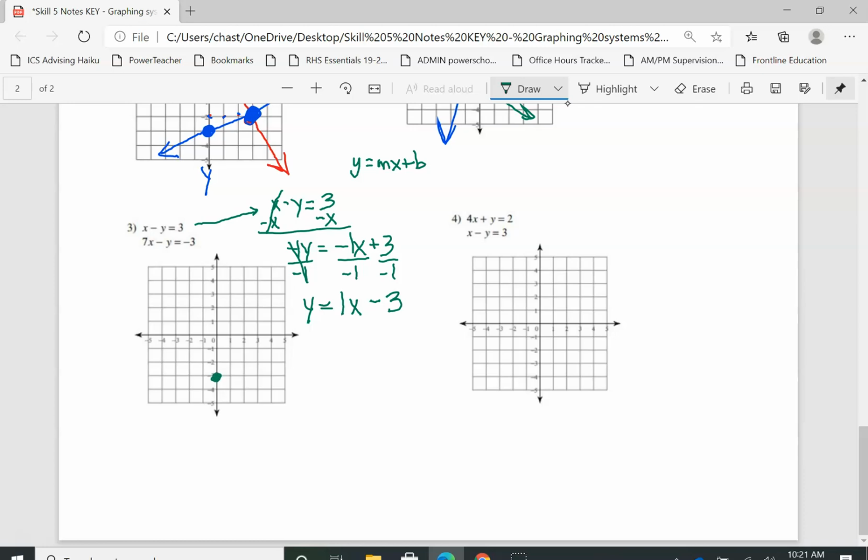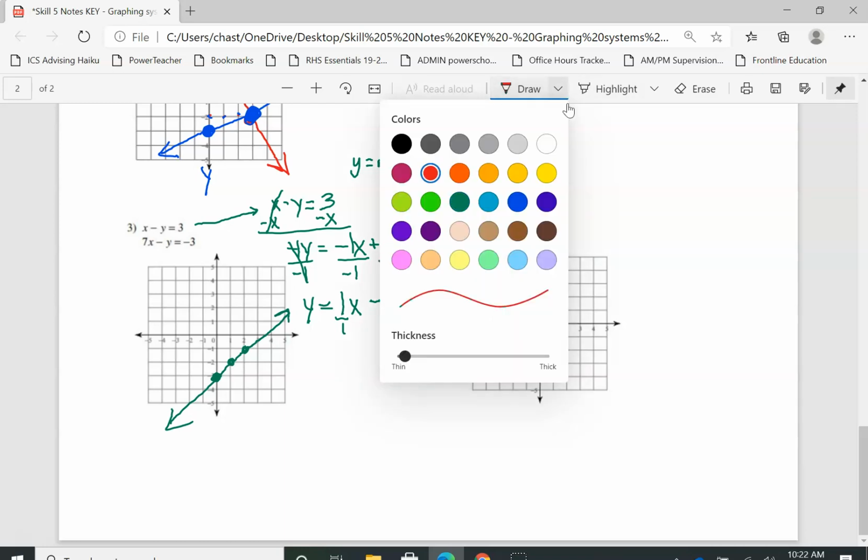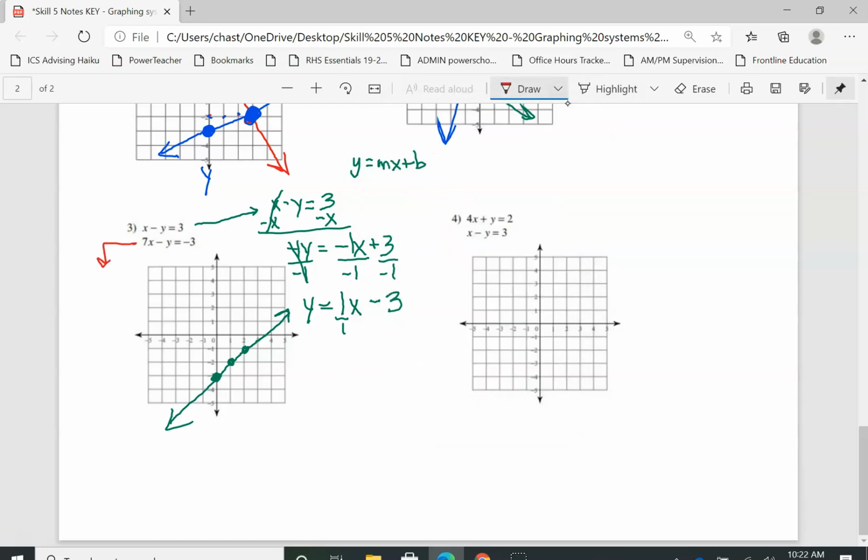And my slope is 1, think of that as 1 over 1, so up 1 over 1. My line's a little bit off here. There we go, make it a little bit better there. All right, now we have to do the same thing for the other equation. We'll do this work here.